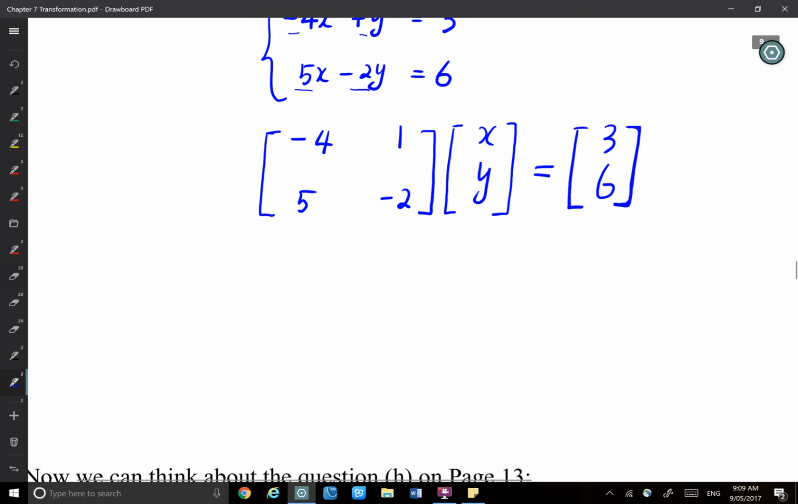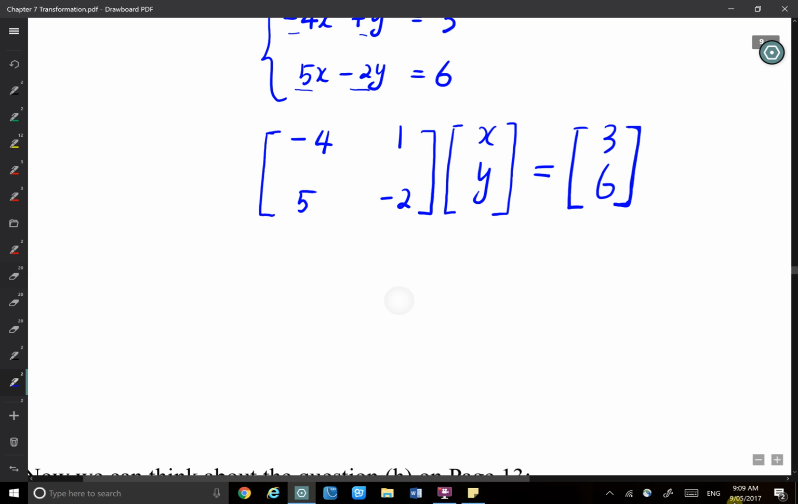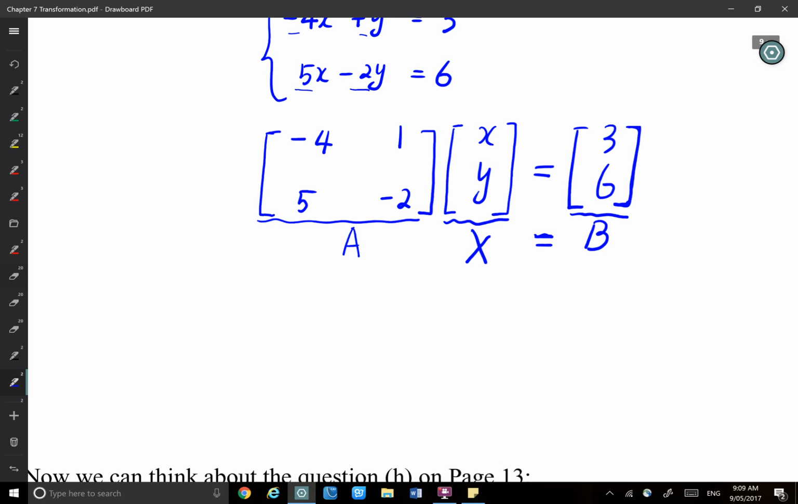Okay, next thing we'll do is solve for that. How do we solve for that? Let's say that is matrix A, that is a capital matrix X, and that equals matrix B. So matrix A times matrix X equals matrix B. What I'm trying to solve is matrix X. Should I times A inverse in the front or at the back?